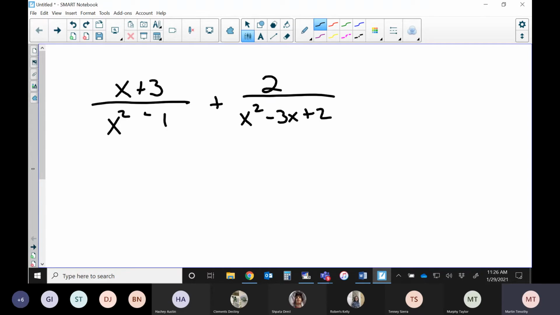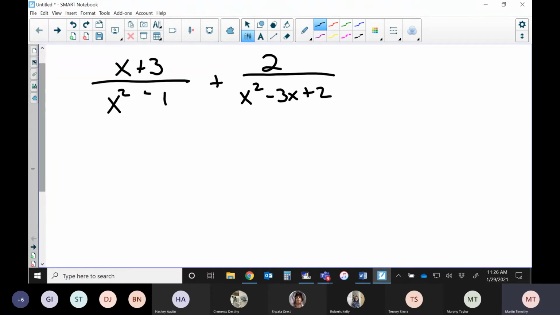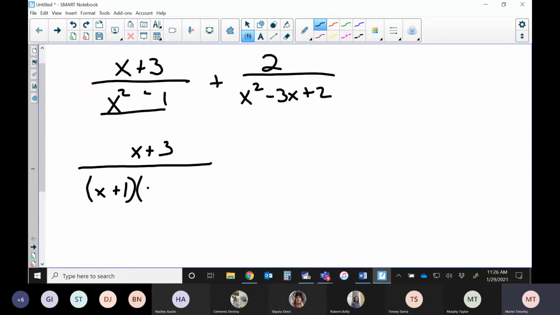And you're going to notice the first thing I'm going to do is again factor everything. So I'm going to go x plus 3 over. You better start seeing that this is a difference of squares and you've got to see it fast. We cannot take forever factoring. So that is a difference of squares: x plus 1, x minus 1, plus 2.